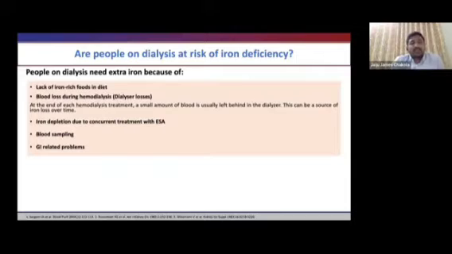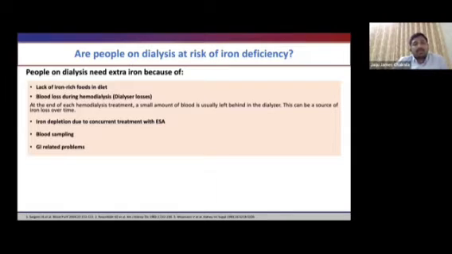So are people on dialysis at risk of iron deficiency? Yes, very much, we all know. People on dialysis need extra iron because of lack of iron-rich foods in the diet and blood loss during hemodialysis, basically the dialysis loss. At the end of each hemodialysis treatment, a small amount of blood is left in the dialyzer, and this can be a source of iron loss over time. There is also iron depletion due to concurrent treatment with ESA, and frequent blood sampling is required for the patient.